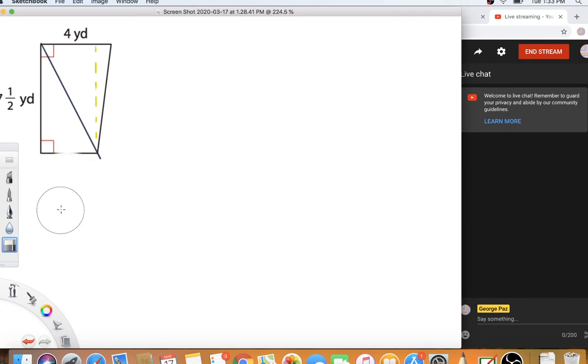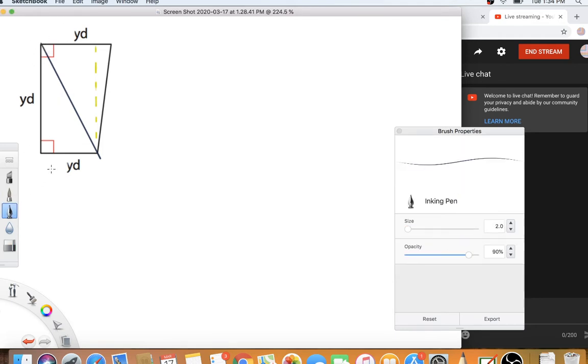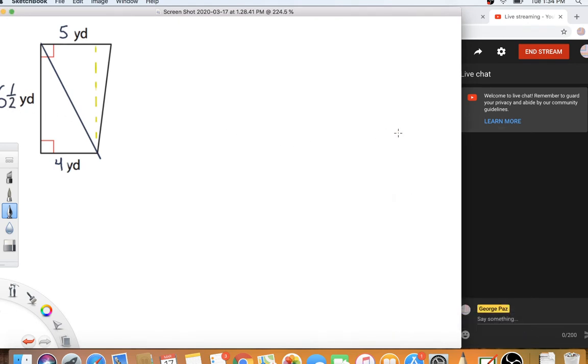So instead of 3 yards and 7.5 and 4, let's do 4 yards. This one will be 5 yards, and then this one will be 6.5 yards. Okay, so, triangle 1 and triangle 2. To find the area of triangle 1, we do the base.